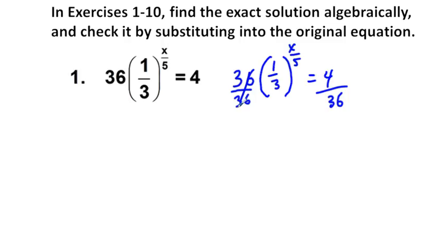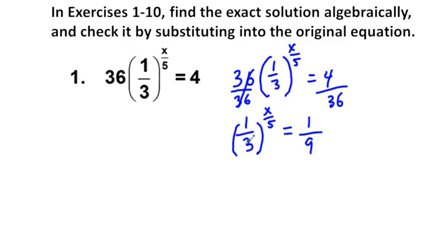And 36 over 36 cancel on the left side. So we have (1/3) to the power of x over 5 equals 4 over 36, which simplifies and reduces to 1/9. And what we're going to do is look for a common base between both sides of this equation. If we can adjust one of the bases to be consistent with the other one, that's what we need.